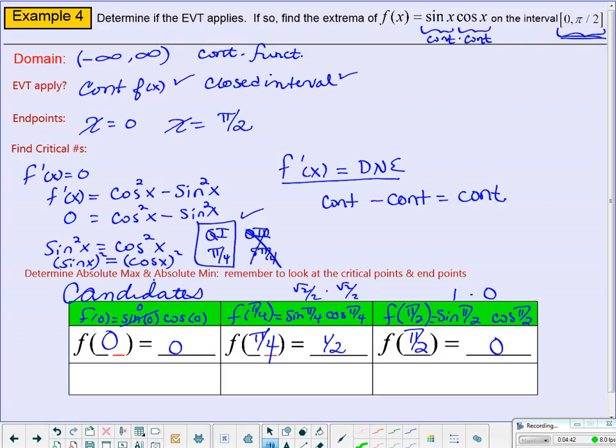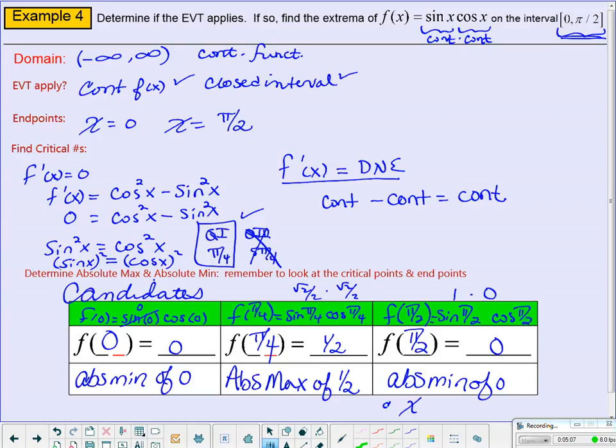So I can see from this that I have an absolute maximum value of 1/2. I have an absolute minimum value twice, don't I? Absolute min value of 0. And I also over here have an absolute min value of 0. One occurs at x equals pi over 2, and the other min value occurs at x equals 0.